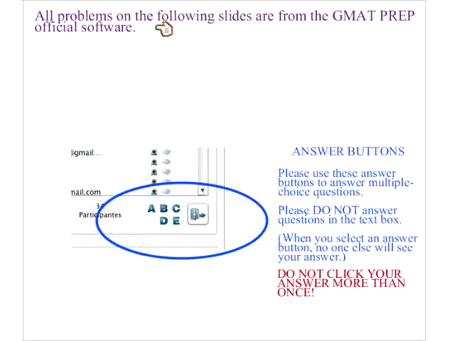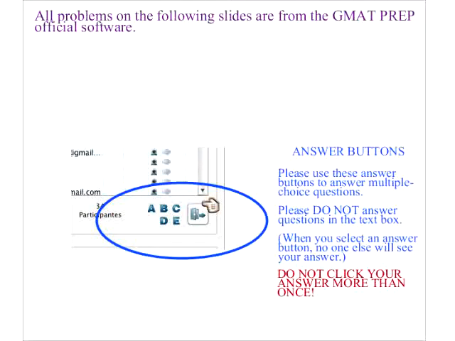Although, from what we understand, most of the problems in those two versions of the software are actually the same. So, the problems we're going to see in today's session are from GMAT Prep, because we want to make sure we're using problems that are official, is basically the deal.